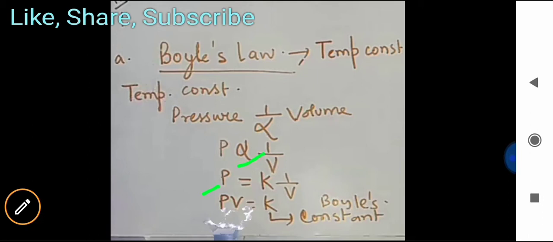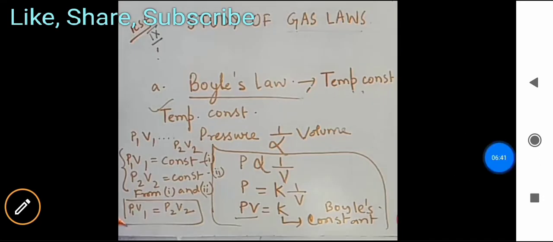Then what we can write is, when we multiply it with V, it will become PV is equal to K. So we derive PV is equal to K after understanding Boyle's law. This K is known as Boyle's constant. Okay, I hope you understand it very clearly.